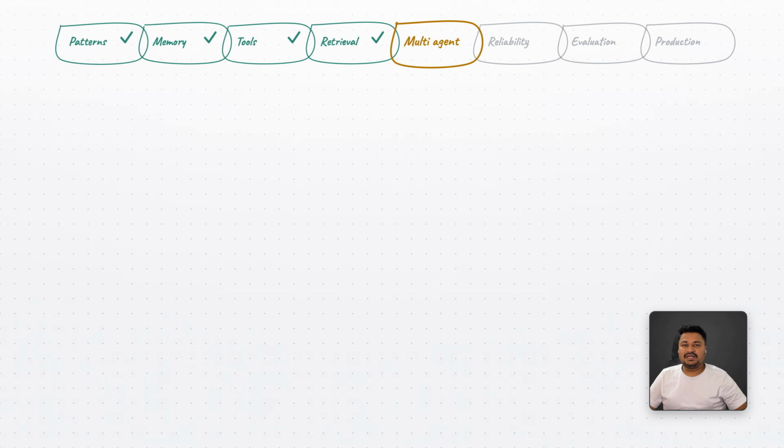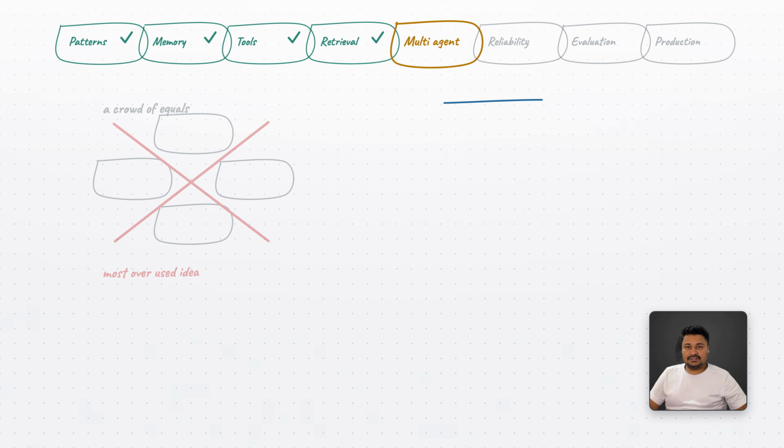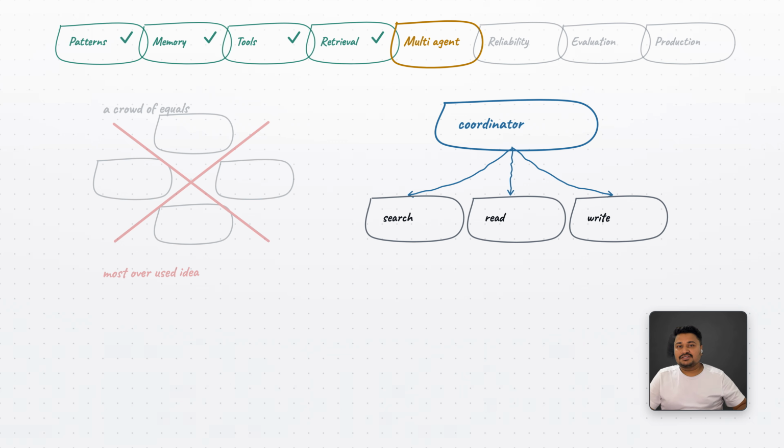Part 5, multi-agent systems. When one agent isn't enough, you split the job. Be careful. It's the most overused idea in the field. The shape that works is one coordinator with a few specialists under it.